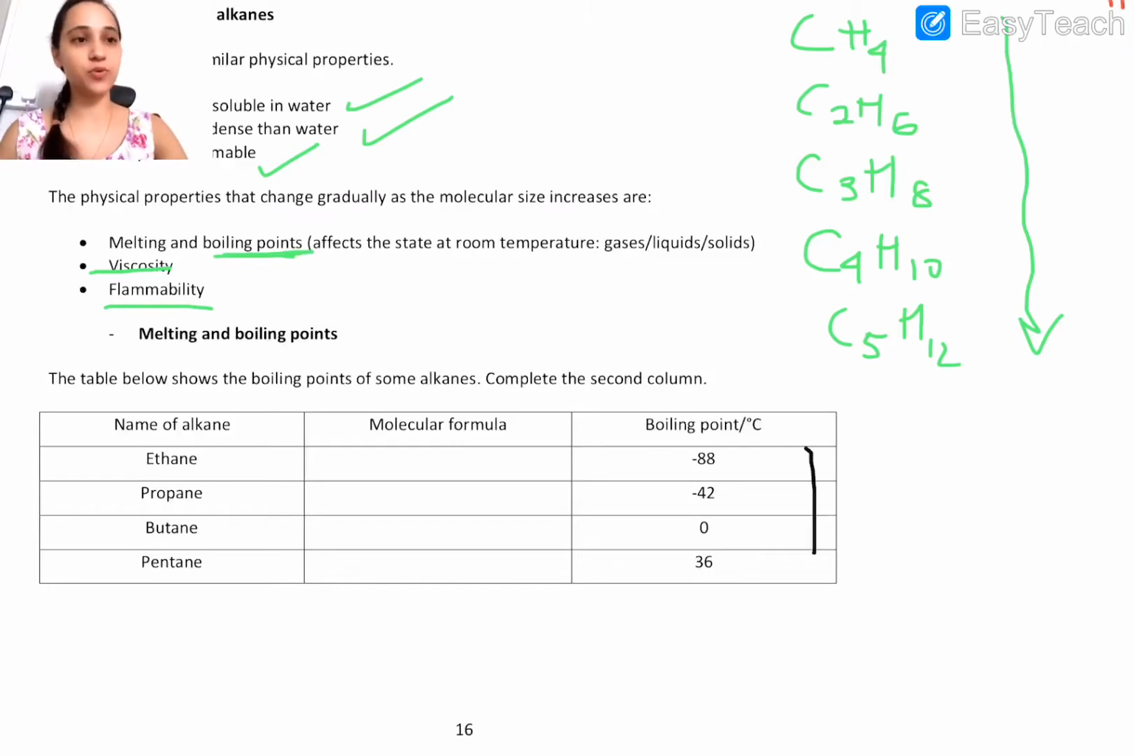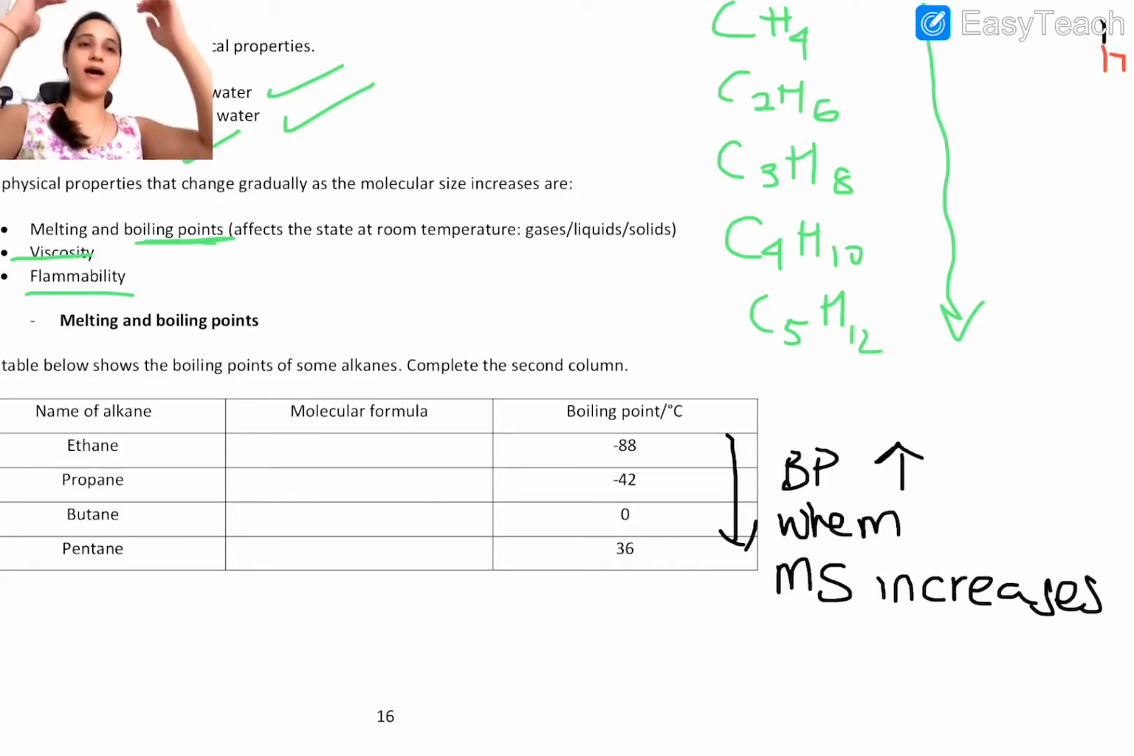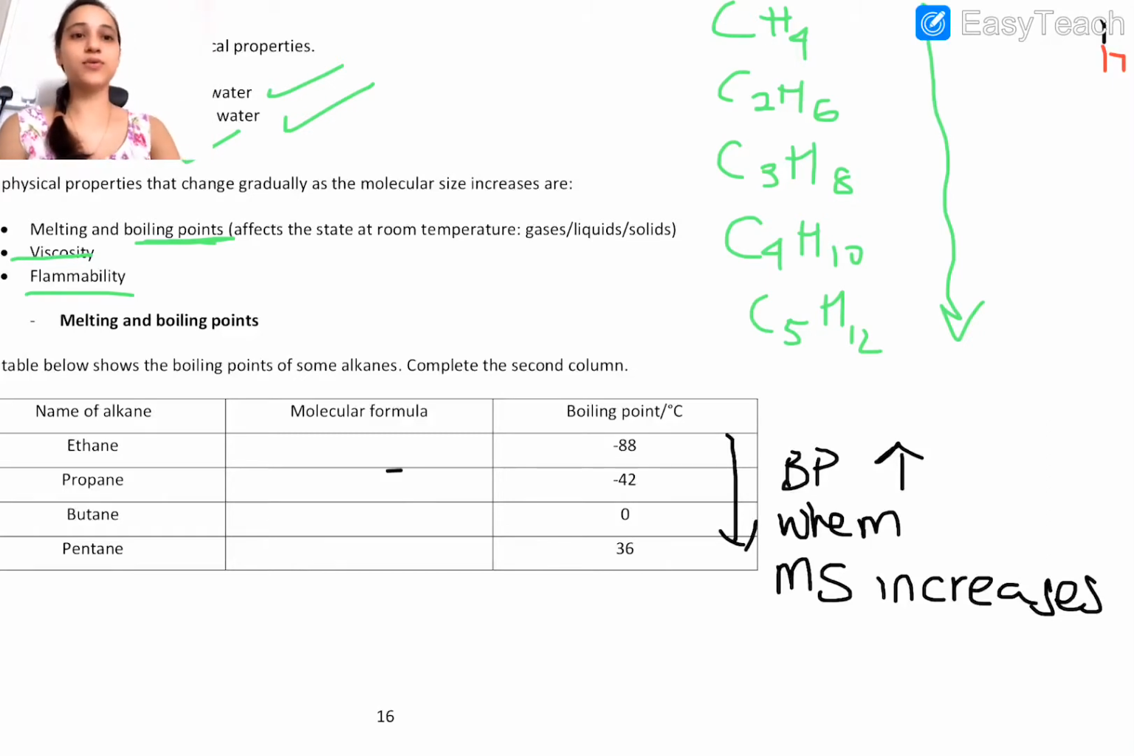So you see the boiling point increases when molecular size increases. This is what we see as we are increasing the molecular size of the alkanes, right? I will let you fill in the molecular formula of all these because you're familiar with them.